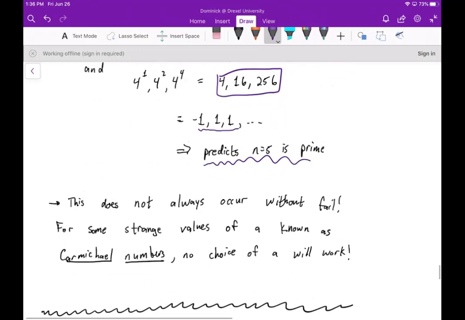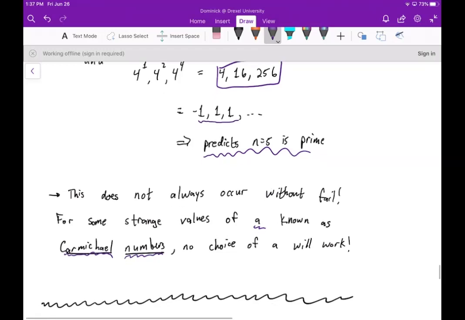Now, of course, this will not always occur without fail. As we mentioned, this test is probabilistic. And in fact, for some strange values of n, which are known as Carmichael numbers, no choice of a will work, right? So that's one interesting thing that comes into play here. But now the Miller-Rabin test gives us a way to quickly test if a number is prime, right? So that's what we're going to use moving forward.